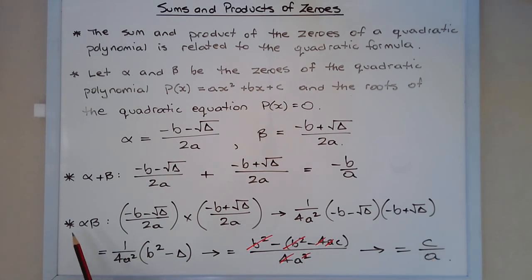So therefore, alpha beta is equal to c on a. So this is just another way to see that the product of the roots is just equal to c on a, and the sum of the roots is equal to negative b on a.